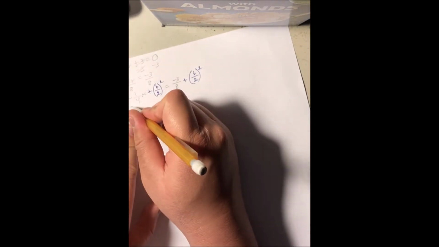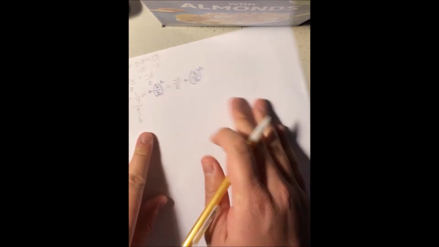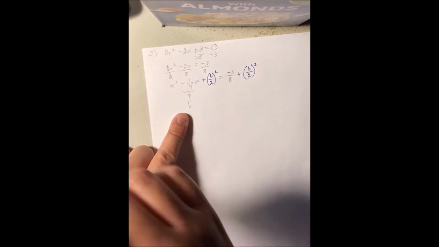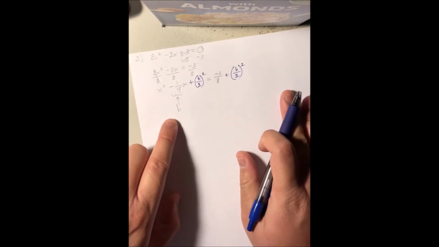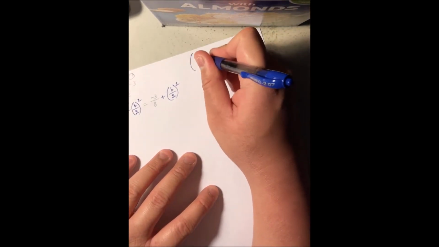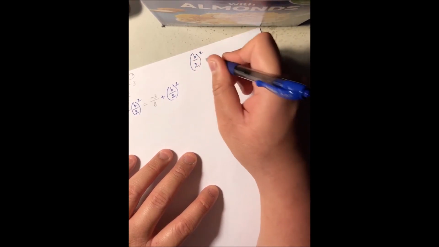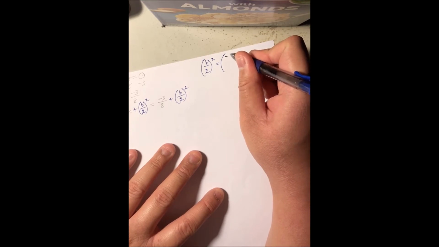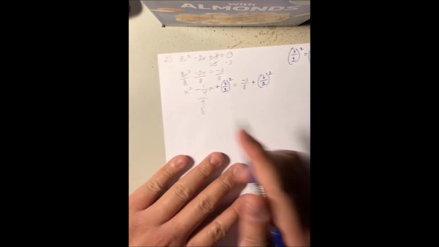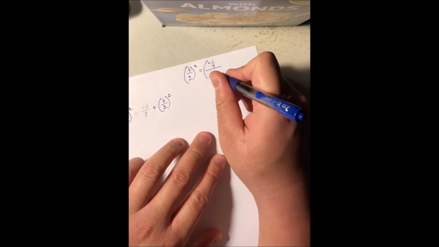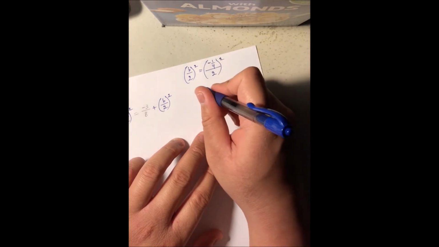So what is b over 2 squared? Well, our b is negative 1 over 4. So if we were to evaluate b over 2 squared, that means the same as negative 1 over 4, because don't forget the negative sign, all divided by 2 squared.